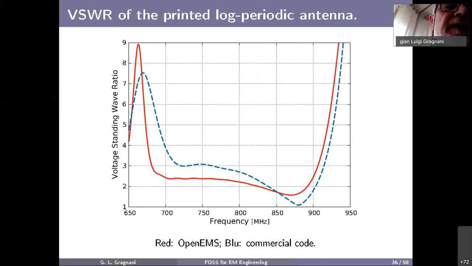And also in this case, we have some differences. The overall results and the band of the two antennas given by the two simulations are almost the same, OpenEMS being a little bit more optimistic in the results. But you see that you have the voltage standing wave ratio here, and you see that the results compare well.